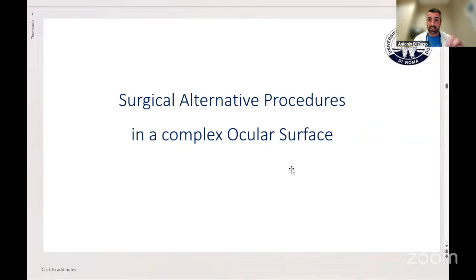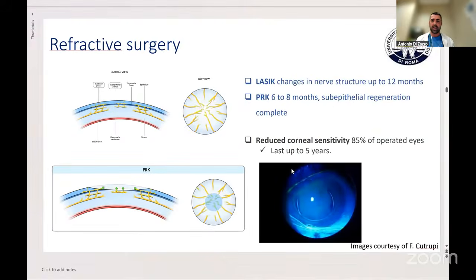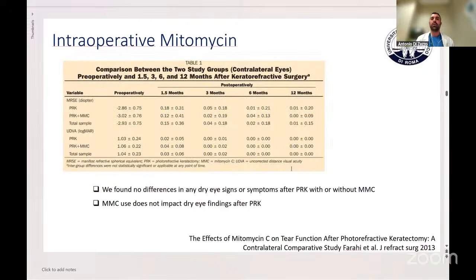Then choose the right surgical technique. Obviously, PRK is the best choice in these patients because the recovery is very fast. Epithelial nerves will be back in 6 months. Even if we use mitomycin, it will not impact the discomfort of our patients.